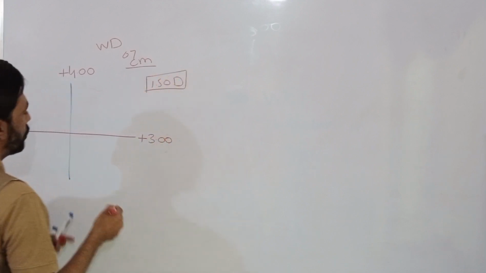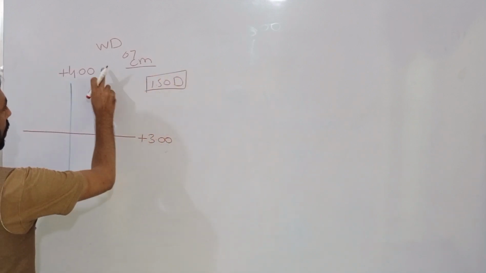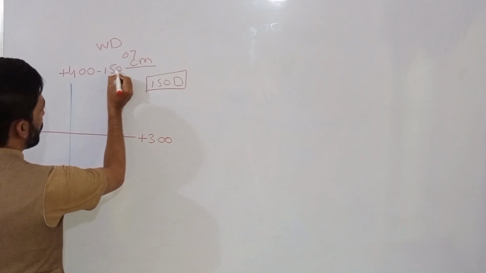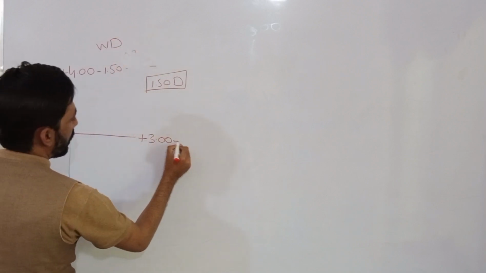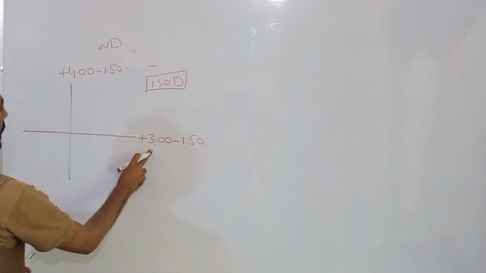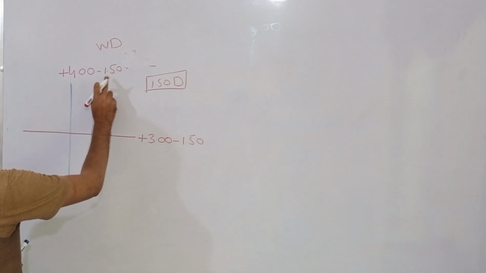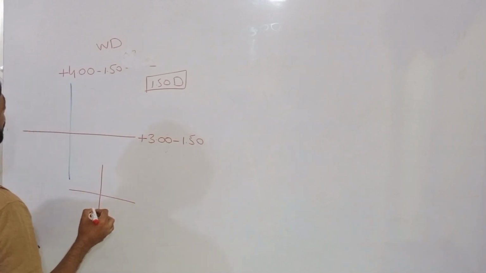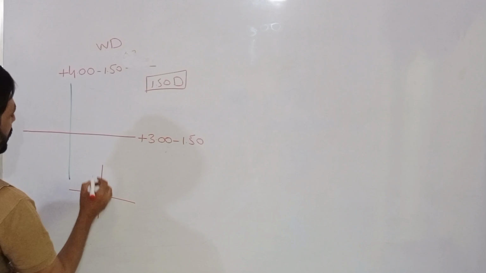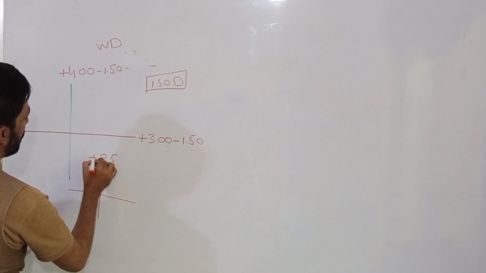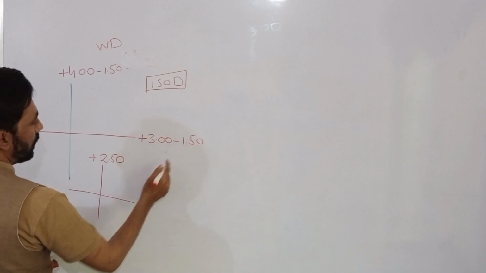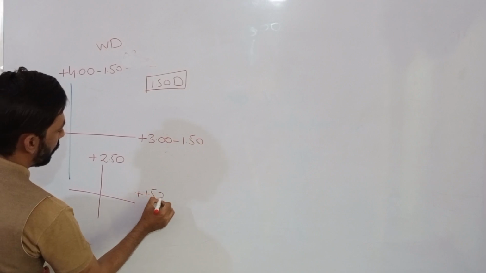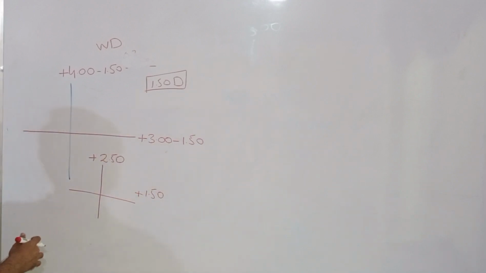This is the working distance, so we have to deduct this working distance from the neutral points. If we deduct 1.5 from +4, my math is very weak, so it would be +2.5, and if we deduct 1.5 from +3, the answer would be +1.5. You know very well the procedure of static retinoscopy, right?